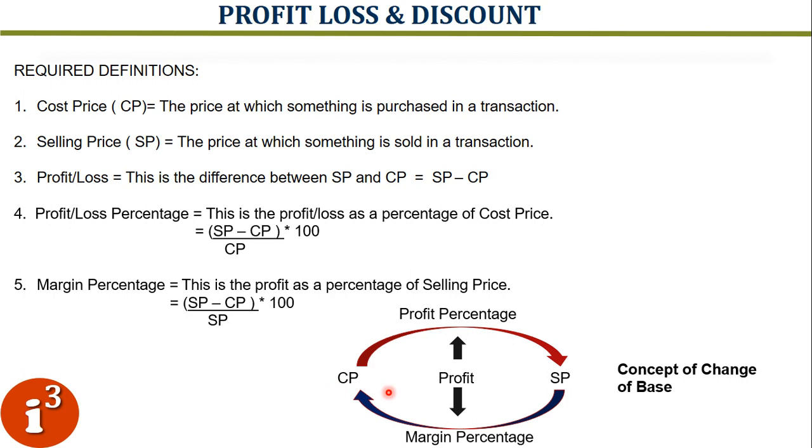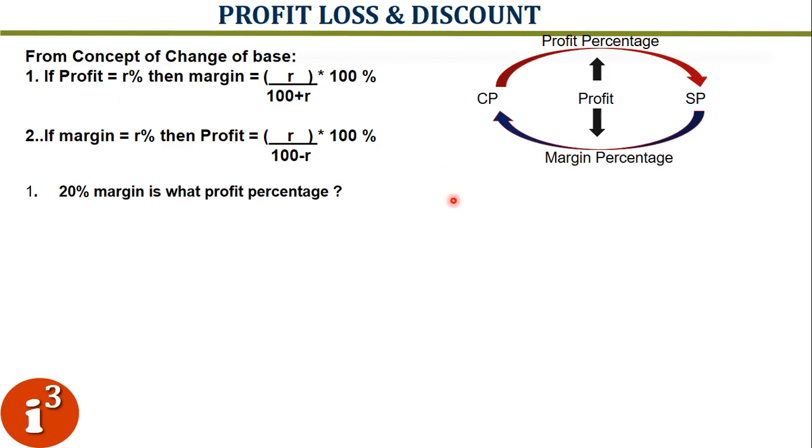Once the base is cost price and once the base is selling price, the difference between them is the profit amount. So this is profit percentage in terms of cost price, and this is margin percentage in terms of selling price. What is the relation between them? So this is the relation. This formula we have learned in the concept of change of base.